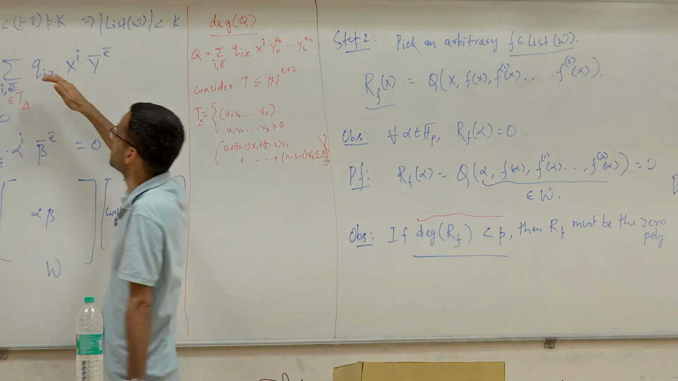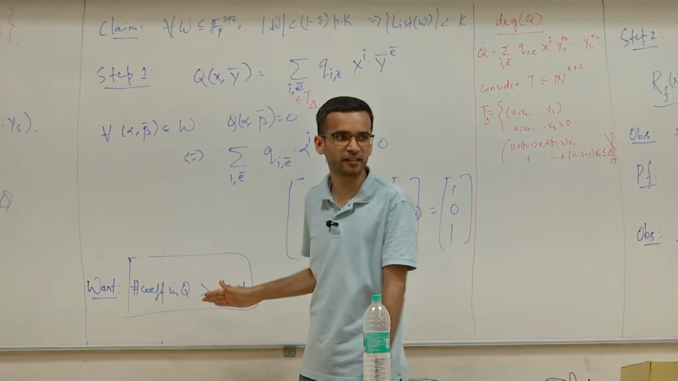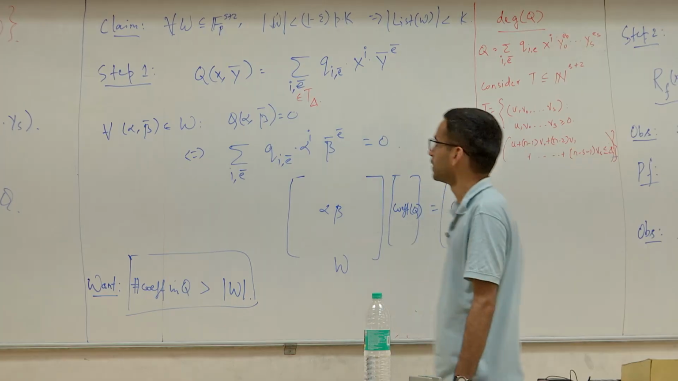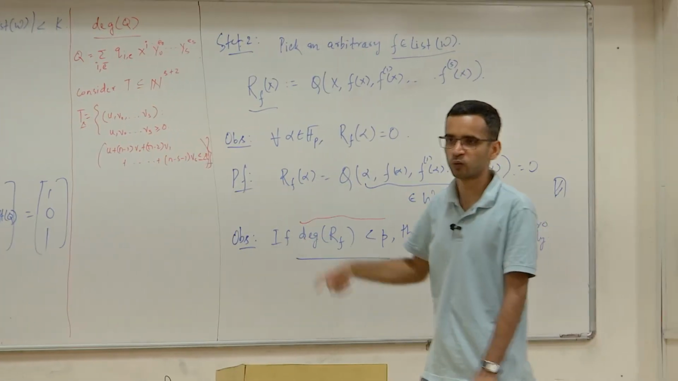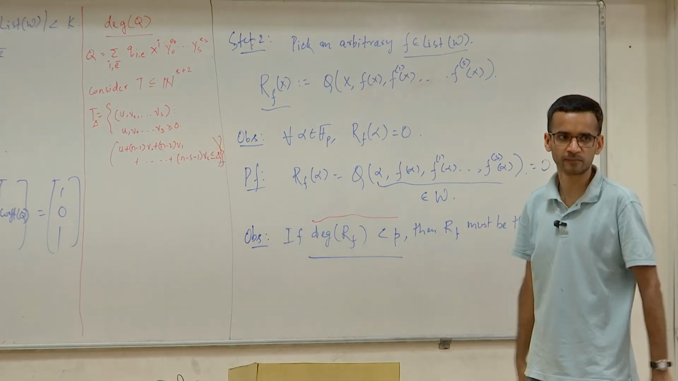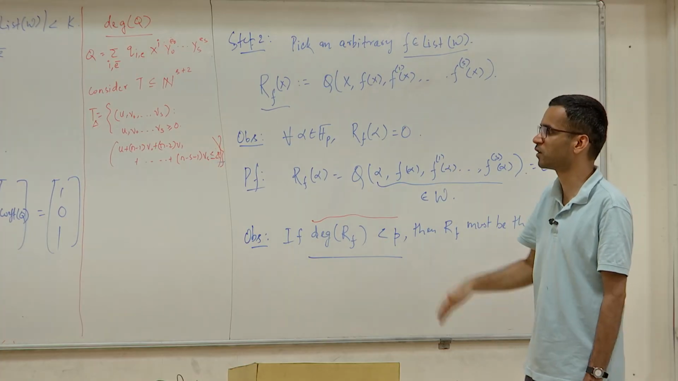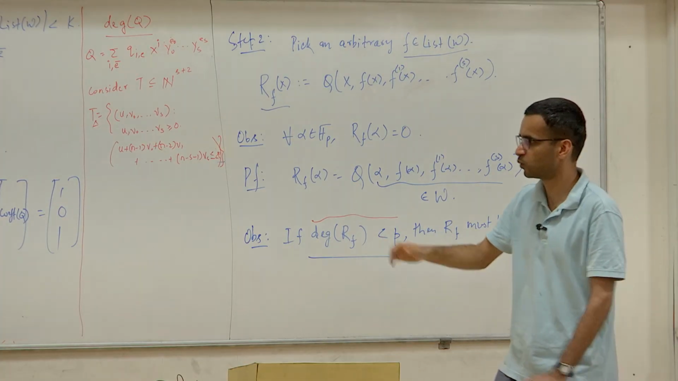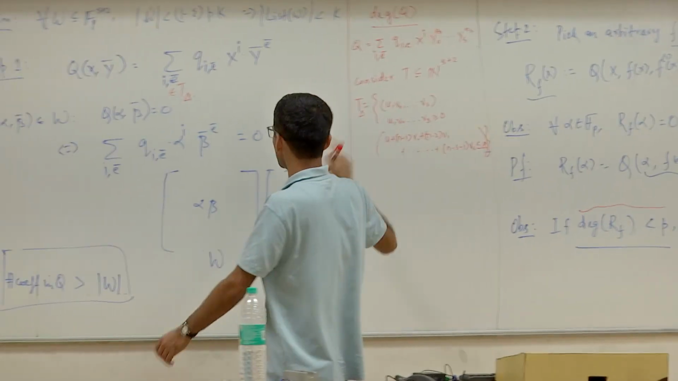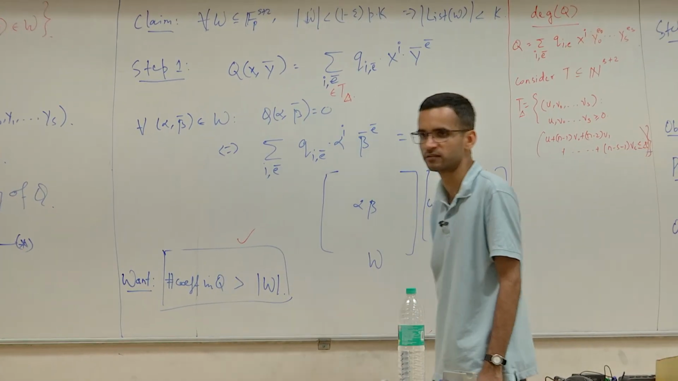But remember, we need the number of coefficients to be larger than the size of W. I am not going to do this calculation, but it just works out. If you set delta to be epsilon p, the remaining calculations work out. If you count the number of monomials, you do indeed satisfy this constraint.